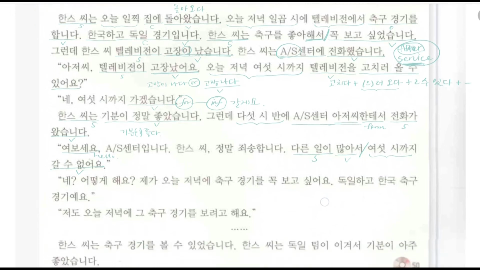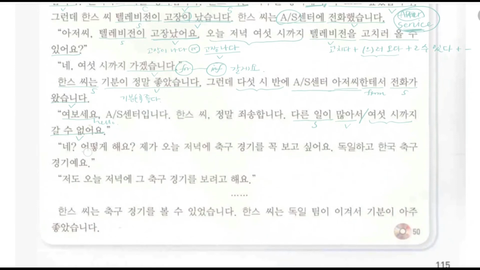And he says, 네? 어떻게 해요? What should I do? 제가 오늘 저녁에 축구 경기를 꼭 보고 싶어요. I definitely want to watch the soccer match this evening. This is subject. He emphasized the subject here. 독일하고 한국 축구 경기예요. It is, this is a verb, and this is a whole complement, I would say.